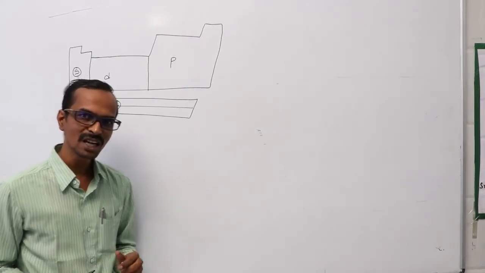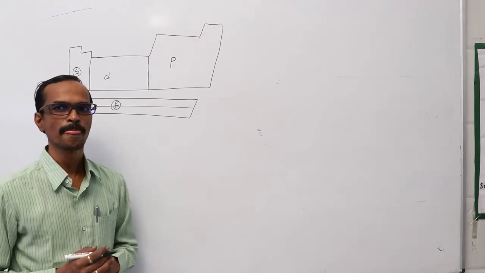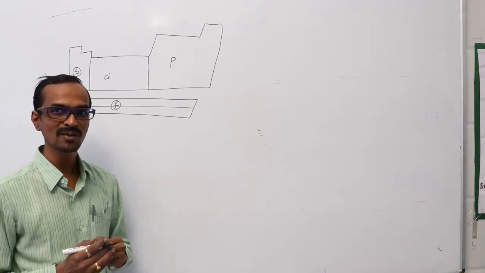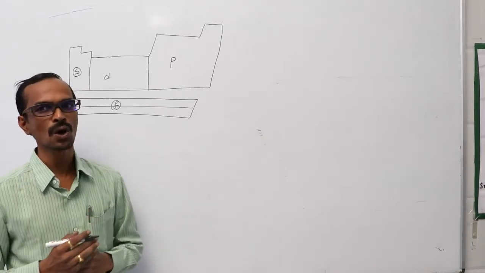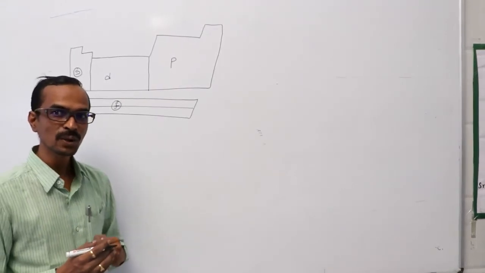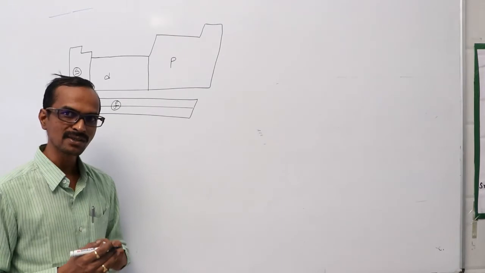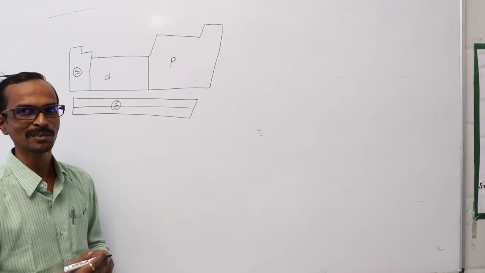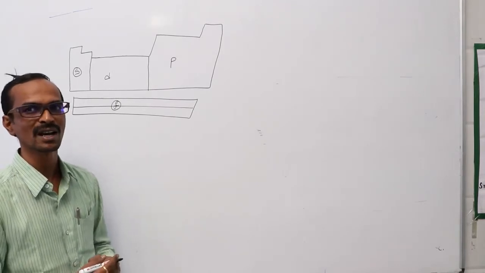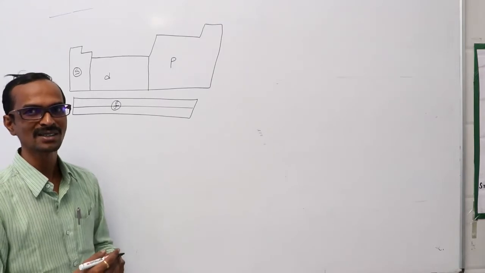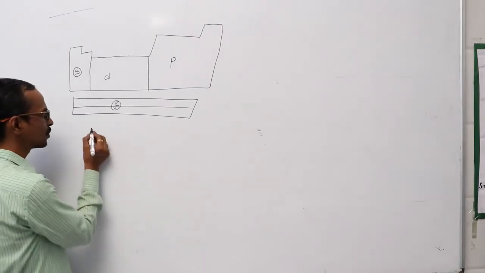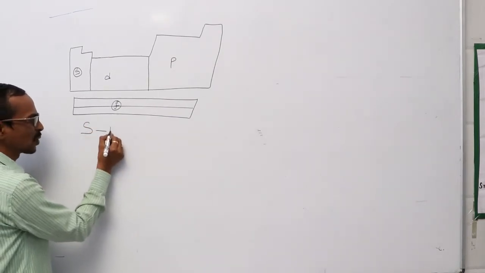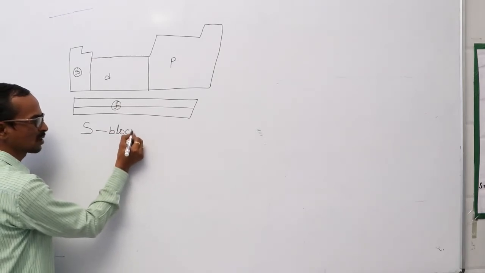If the differentiating electron enters into the s orbital of the valence shell, that means the s orbital which is present in the outermost orbit, which is called the valency orbit or valency orbitals, we can say, right? So if the newly added electron is added to the s orbital, they are called the s block elements.